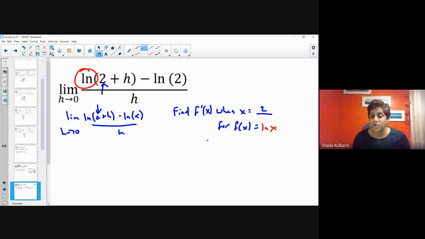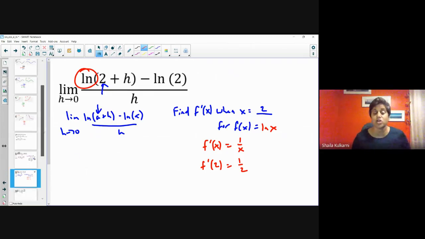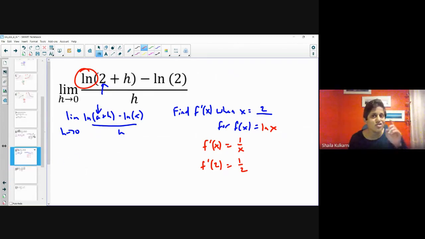So what's the derivative of natural log? It's 1 over x. And if I plug in 2 into that, what do I get? 1/2. Aha. So recognizing the definition of the derivative, and then being able to plug in my value. So that's why we need to know that, because there's no other way to do this type of problem. Can't use power rule, can't use foiling, can't use conjugate method. You got to use this one.